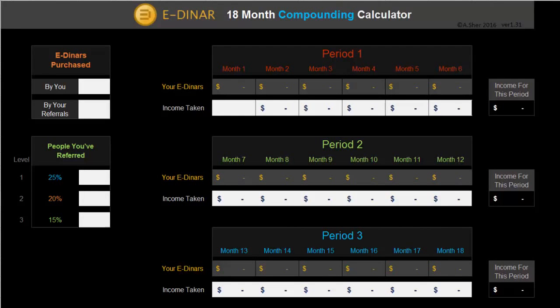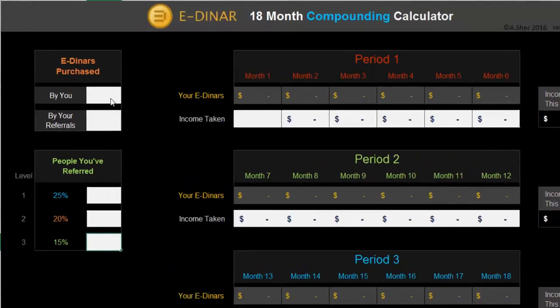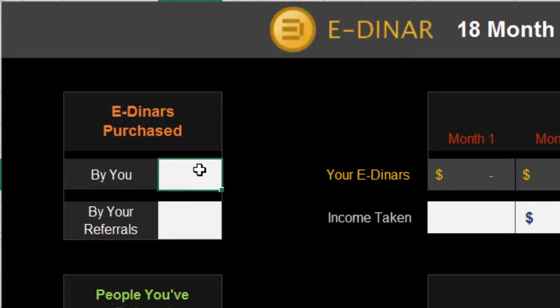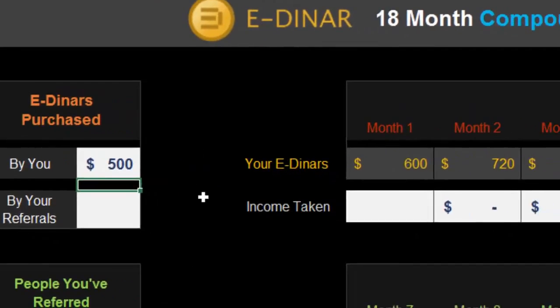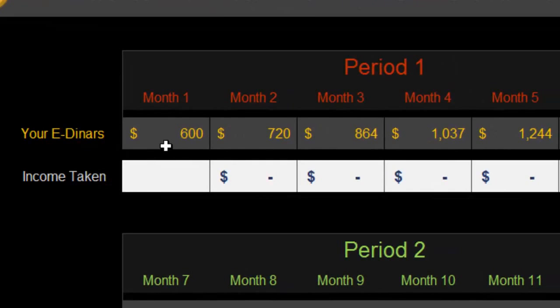Okay, this is the E Dinar compounding calculator, which works out what you would generate over a period of 18 months. So let's say you started with $500 yourself. You bought $500 worth of E Dinars. What this shows you, after month 1, your 20% bonus will generate another $100, so you get $600 back.